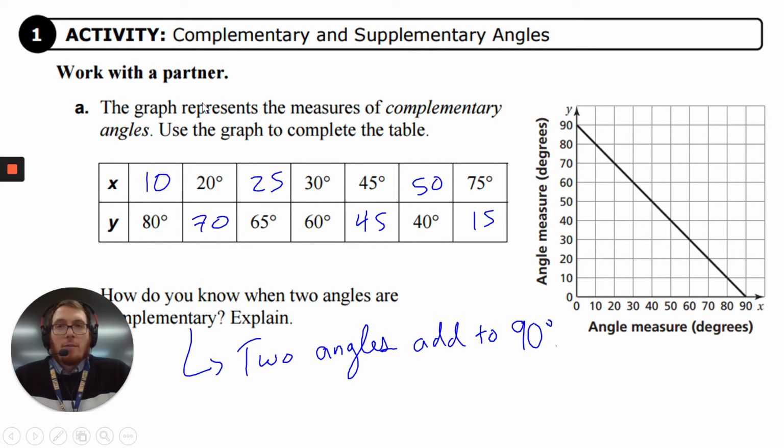One trick I've heard from some students that I kind of like is that "complementary" has one P in it, and a P kind of looks like a 9. It's backwards, but it looks like a 9, which is 90 degrees. "Supplementary" has two P's in it, which is two 90s, which is 90 and 90, which is 180. I don't know if that helps you or not, but what you need to know is complementary adds to 90, supplementary needs to add to 180. Those are the things that you have to know to be successful in this section.